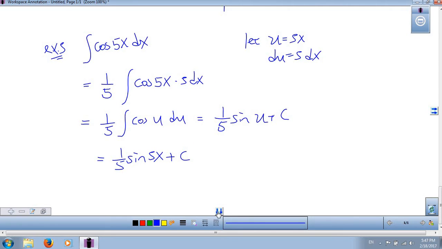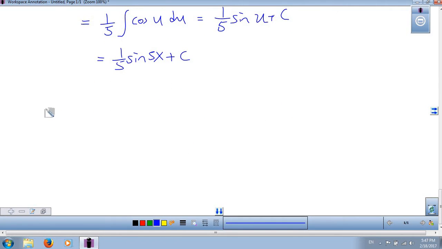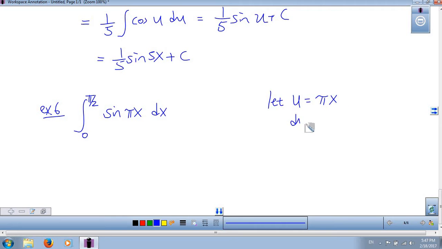Okay, so far all the examples we have tried are indefinite integrals. What about definite integrals? Let's try this: the integral from 0 to pi over 2 of sine of pi x dx. Let's try to integrate this. This is the lower limit and this is the upper limit, which is x equals 0 to x equals pi over 2. So the inside function is very similar to the previous problem. Let u be equal to pi x, and so du is going to be equal to pi dx.